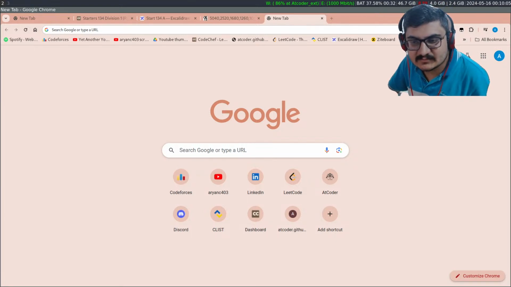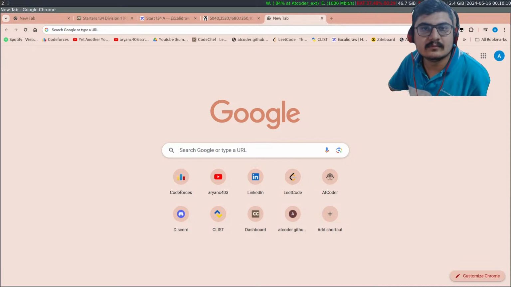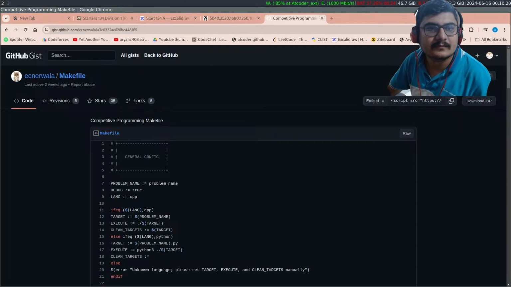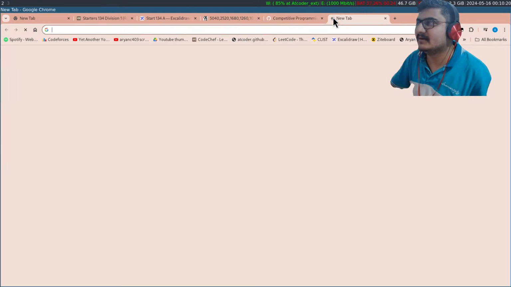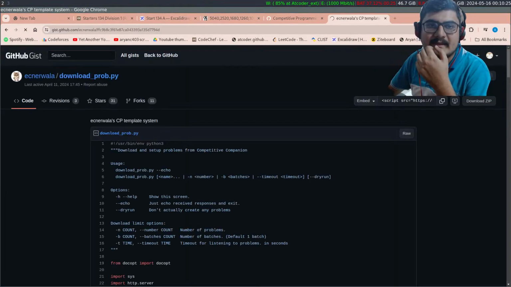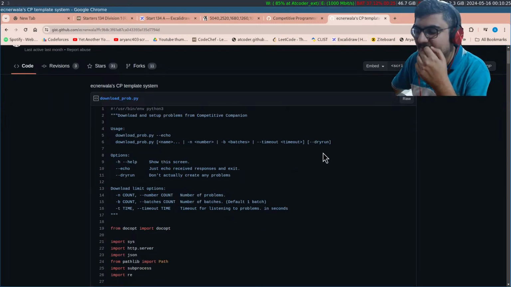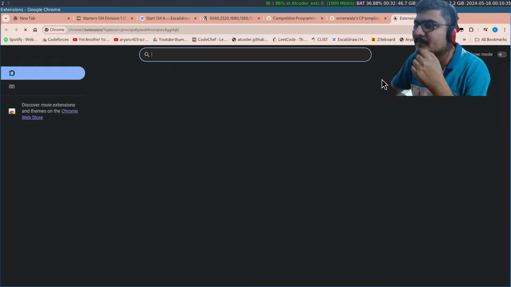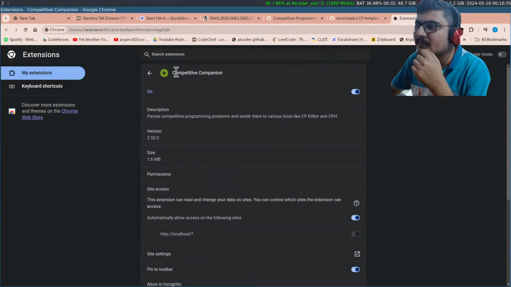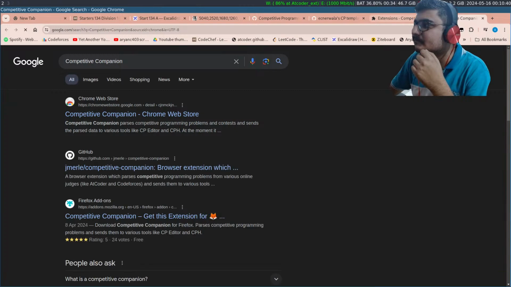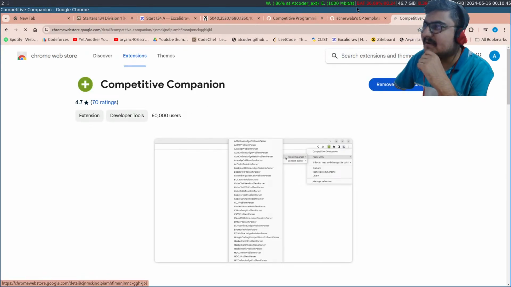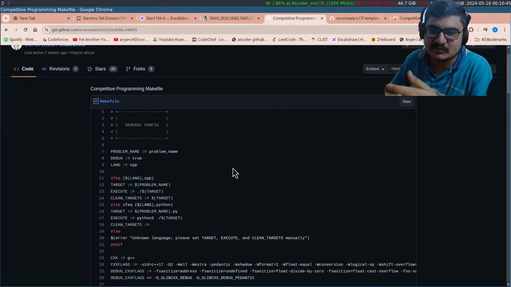These are the two links that I have probably used to set up the code here. One is a makefile, and the other is for parsing the samples from the problem statements. Along with that, I am using this Competitive Companion extension. So this extension and these two scripts I use to pass all the samples locally and run it in one go.